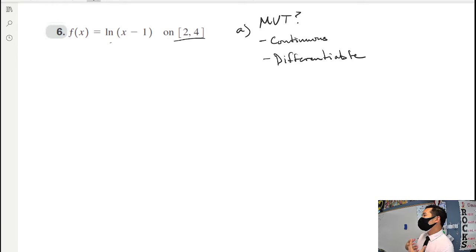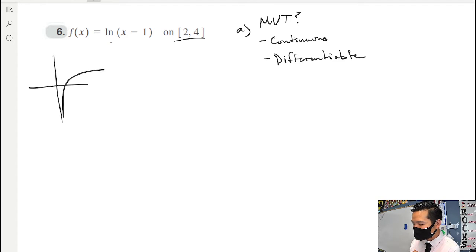Do any of you remember any issues with natural log? If you don't, it's okay. It's one of those things that kind of gets brushed over. You're just told natural log is this function, and the natural log function is basically something that looks like this. And if not, that's okay as well.